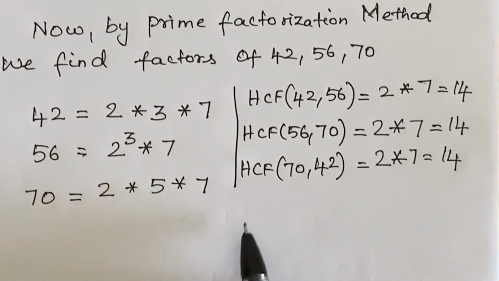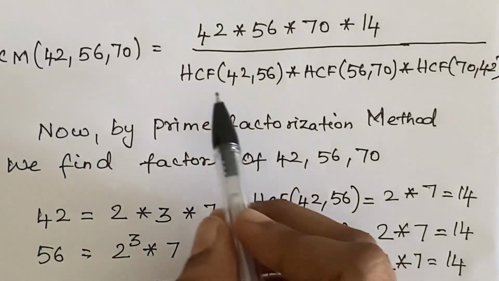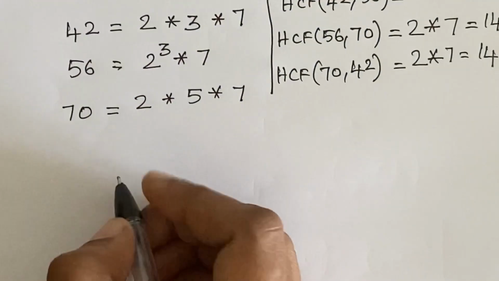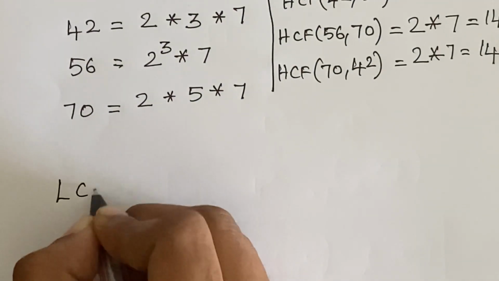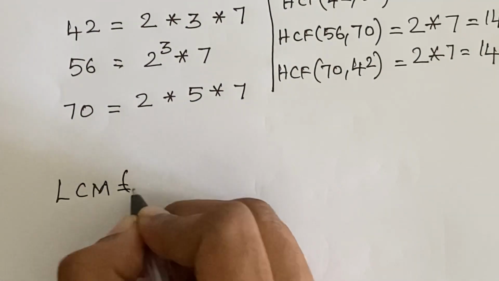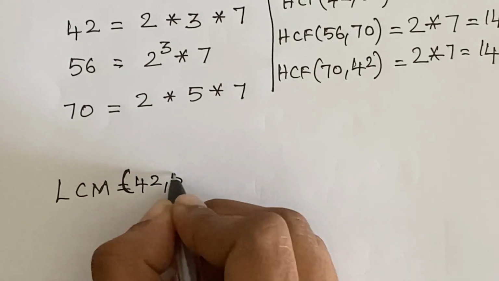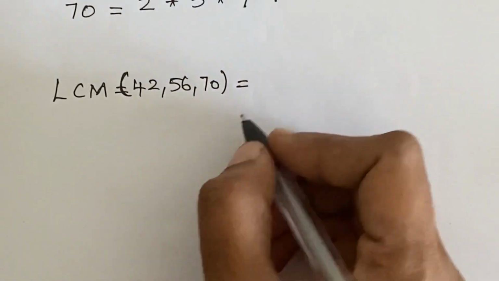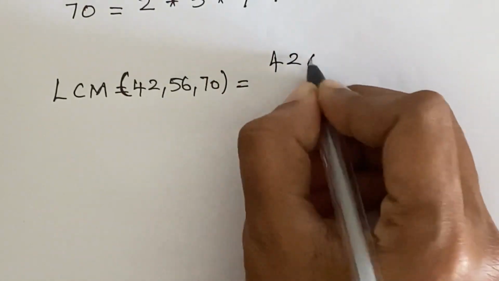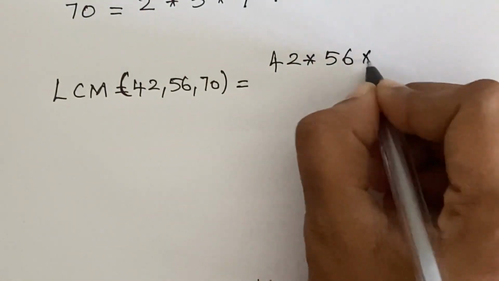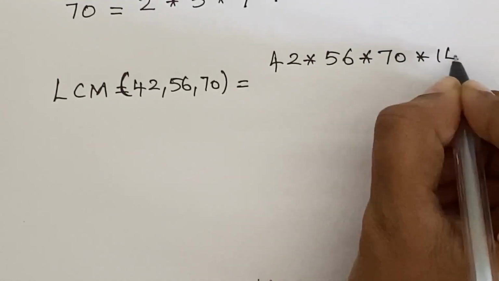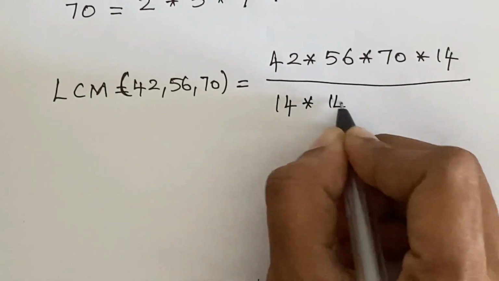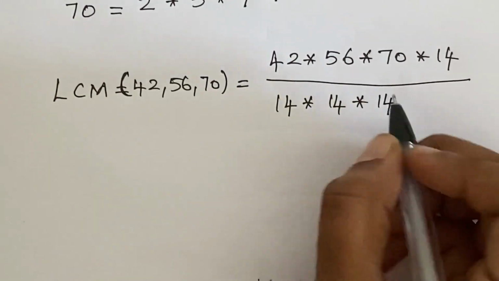Now let's apply this value here. So LCM of 42, 56, 70 equals 42 times 56 times 70 times 14 divided by 14 times 14 times 14.